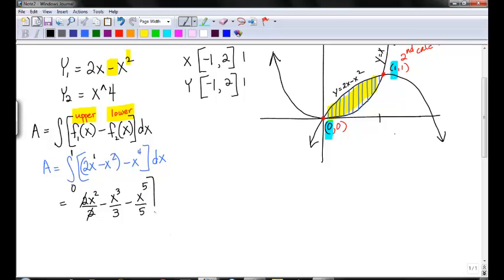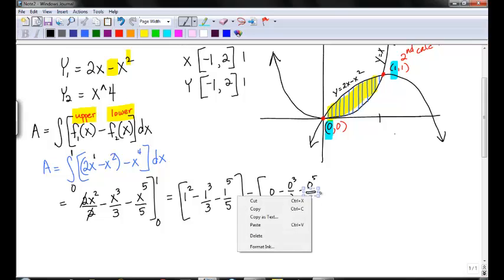And we're going to evaluate it from 0 to 1. So you're going to sub in the top number first. And if you sub that in, you're going to have 1 squared minus 1 cubed over 3 minus 1 to the 5th over 5. And then if you sub 0 in, aren't they all going to drop out? Because we'd have 0 minus 0 over 3 and minus 0 to the 5th over 5. So that's all going to drop out.